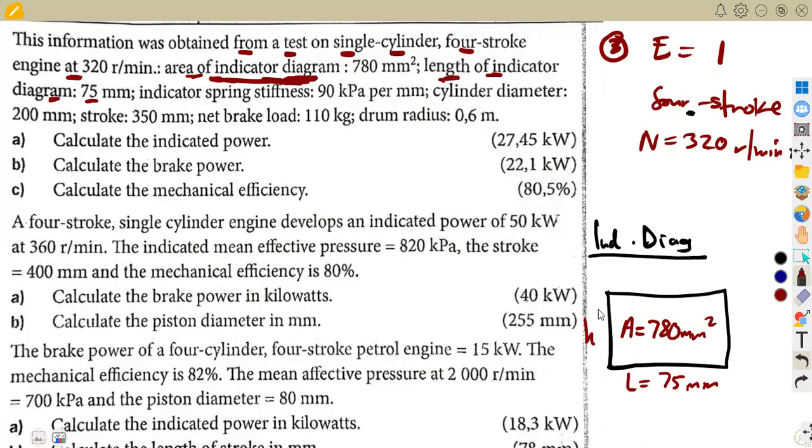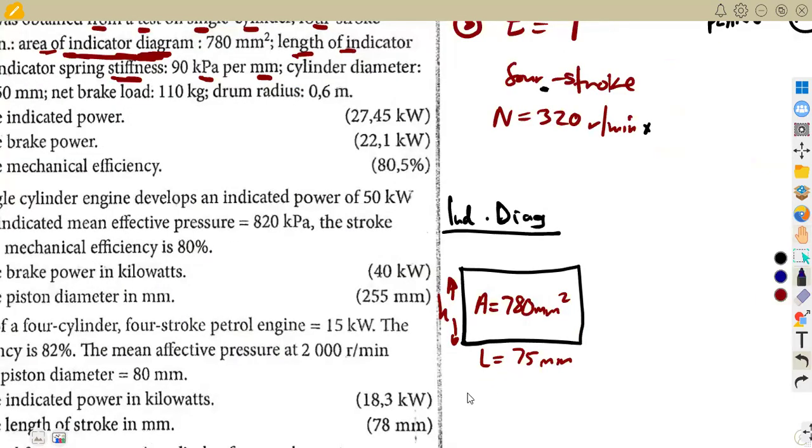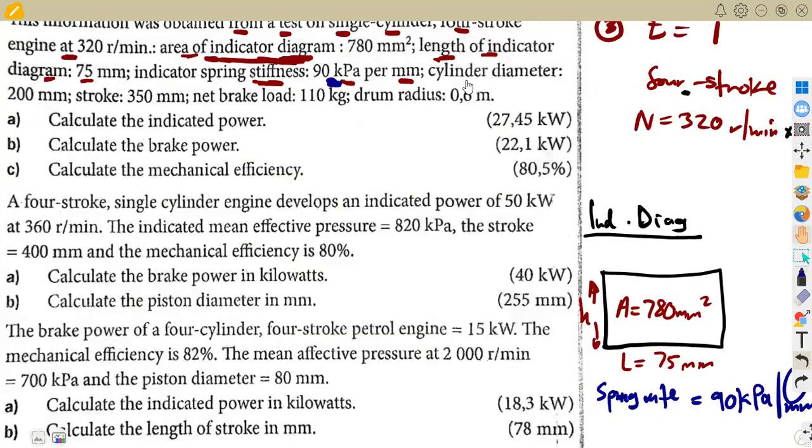The height we are not given. Then we are given the spring stiffness, the spring rate, given as 90 kilopascal per millimeter. So this is 90 kilopascal per millimeter, per unit height. Then the cylinder diameter is 200 millimeters, which is 0.2 meters if you write this. And the same for the stroke.